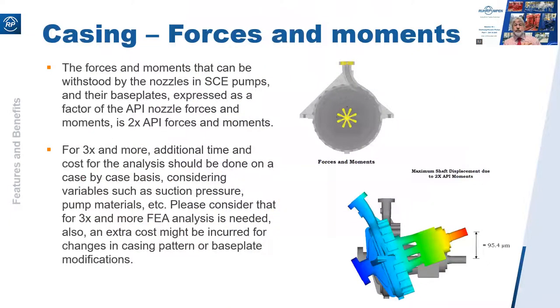Two times table five forces and moments is almost a normal requirement, even though it exceeds the literal requirements of API 610. It's frequently specified, so most manufacturers will be able to offer you two times forces and moments. From time to time, we're asked for three times and even four times, and that can often be achieved with finite element analysis and, in some cases, modifications to the pump casing and the base plate. So the modification is possible. Of course, it's expensive, and pipe anchors are a lot cheaper.